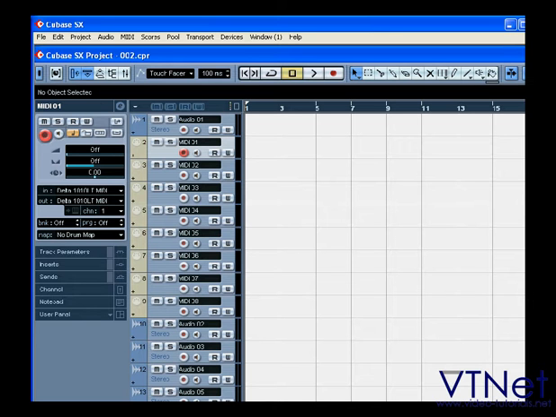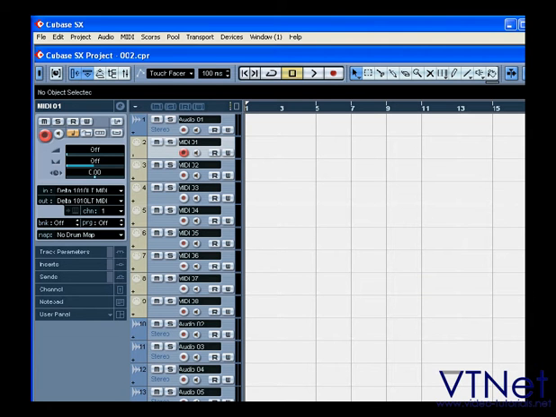The bottom line is that ASIO technology allows for communication directly between Cubase and the audio card, and as a result, the ASIO driver provides a lower input-output delay.